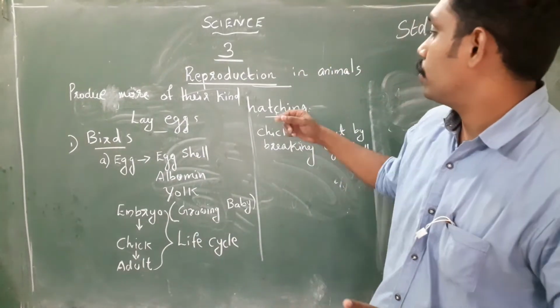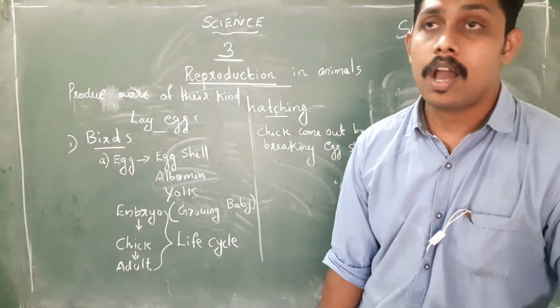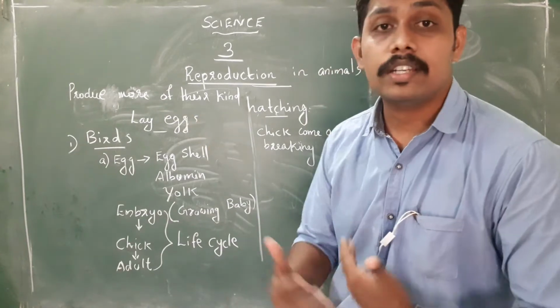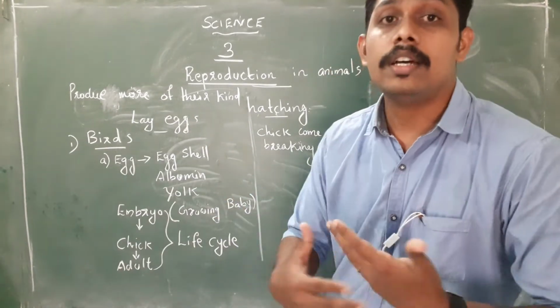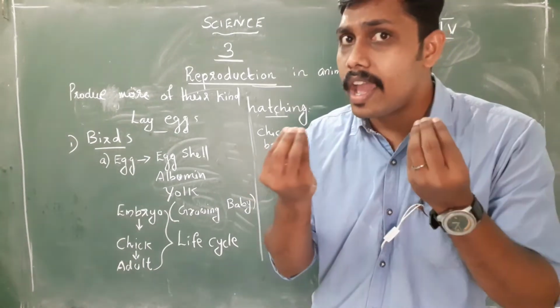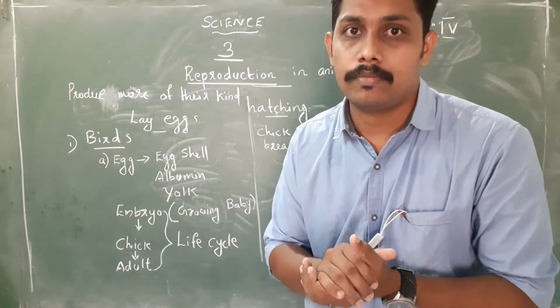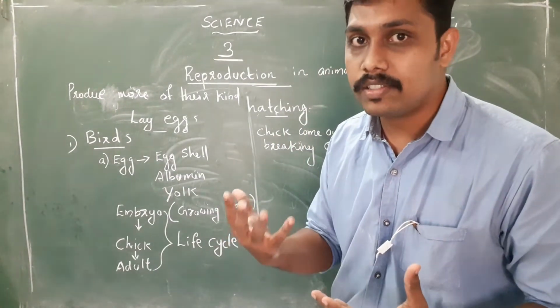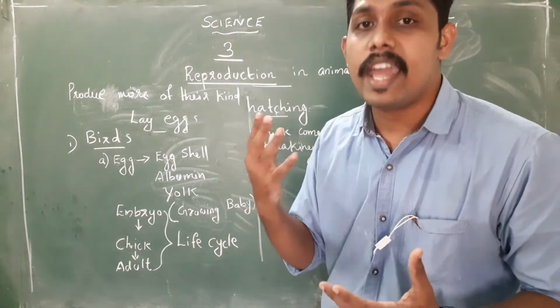So what is hatching? How does this life cycle happen? How does reproduction happen? How are the new young ones formed? Eggs need warmth to grow and develop.